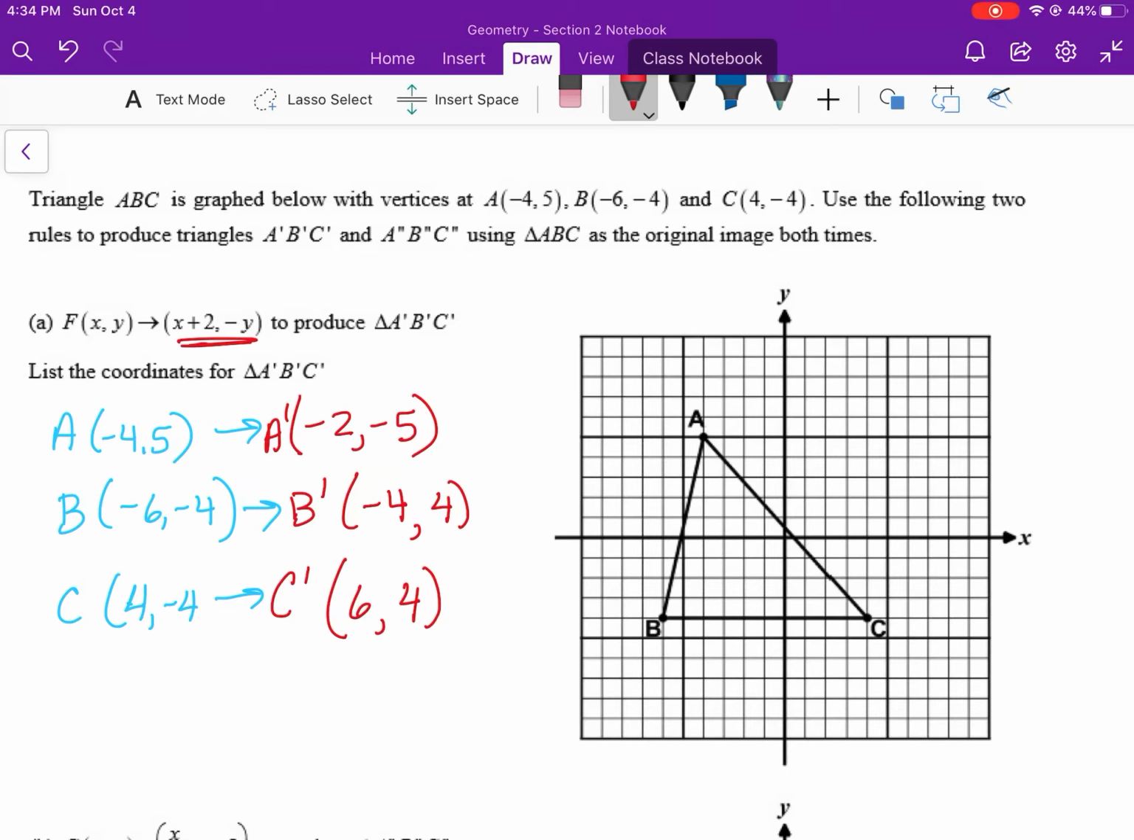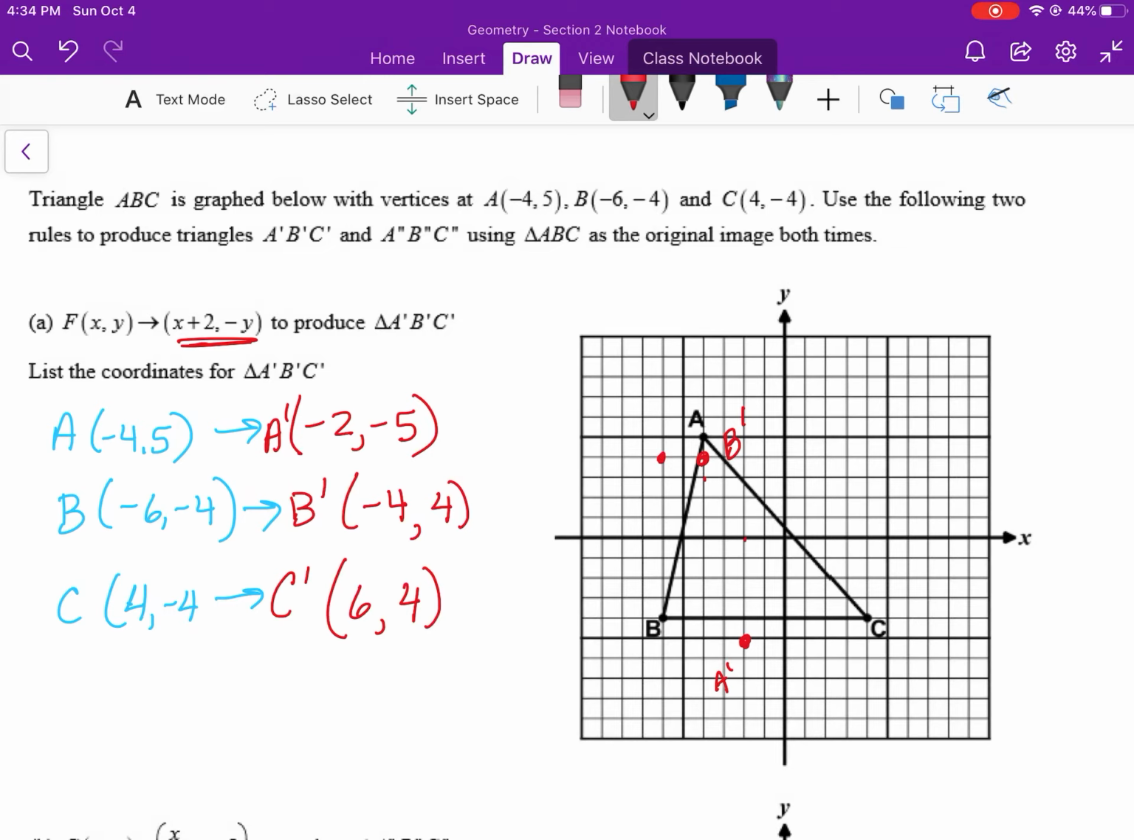So I'm going to graph these. Here's my origin. I just marked it as 0, 0, but I don't want to put that in there because that'll confuse people. So negative 2, negative 5 would be right here. This is A prime. B prime is negative 4, positive 4, 1, 2, 3, 4. Looks like there's B prime. And C prime looks like negative 6, 4.